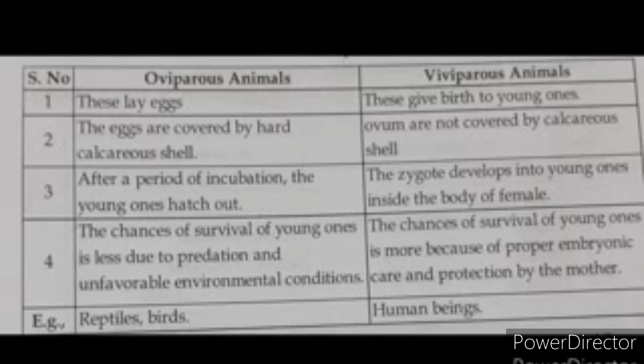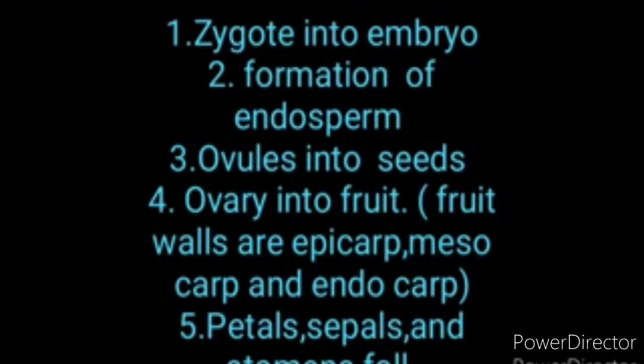Now next we will discuss the flowering plants. In flowering plants, the post-fertilization events include, first, the development of the zygote into an embryo; second, the primary endosperm cell into endosperm; third, ovules into seeds; fourth, ovary into fruit with a thick fruit wall called pericarp. Then the sepals, petals and stamens fall. Now we will discuss each point.